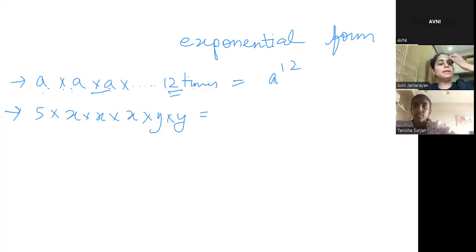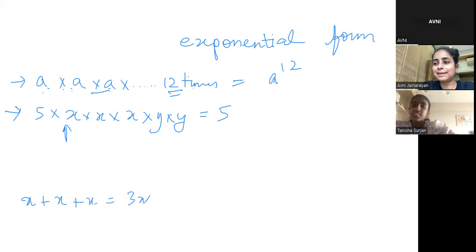Next one, what will be the exponential form of this equation? बोलो. 5, okay. 3x, 2, 3x and 2y. No, you're adding again. If I write x plus x plus x, it becomes 3x. But it is x into x into x, then what it becomes? 9 नहीं. X cube. X raised to the power 3 and y. Yes, exactly. Now tell me, x raised to the power 3 and y raised to the power 2.